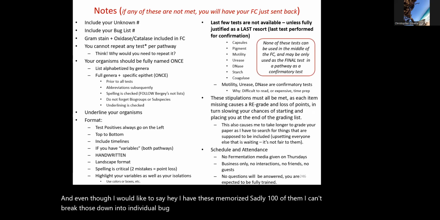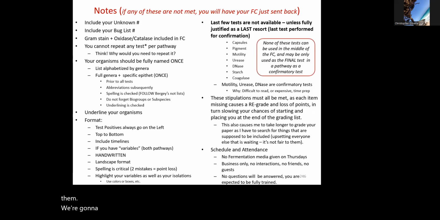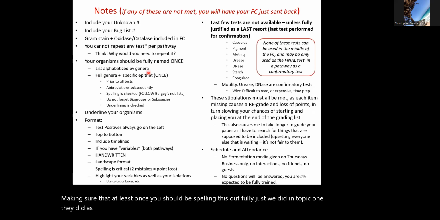There's just no way. People forget to include their Gram stain and reactive oxygen species tests. You forget to include them, we're going to tell you, here's some points lost. Other silly things that most people forget is alphabetizing things, making sure that you use the genus as the way you alphabetize, and making sure that at least once you spell it out fully, just like we did in topic 1. The idea is you spell it out fully the first time, and then after that, you can abbreviate it.